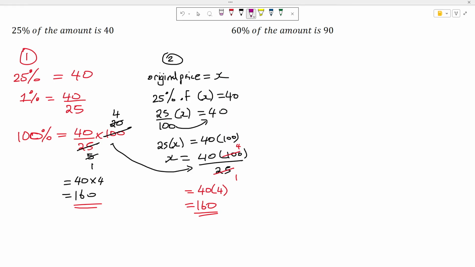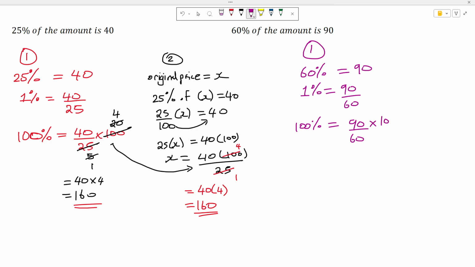All right, guys. Now I'm going to use the number method, which is technique number 1, to solve it. So what do we know here? We know that 60% is equal to 90. Therefore, 1% will be equal to 90 over 60. Now 100% will be 90 over 60 times 100. Now let's see what can simplify. We know 0 and 0 can simplify, and also 9 and 6 can be divided by 3. So 6 will change to 2 and 9 will change to 3, correct?